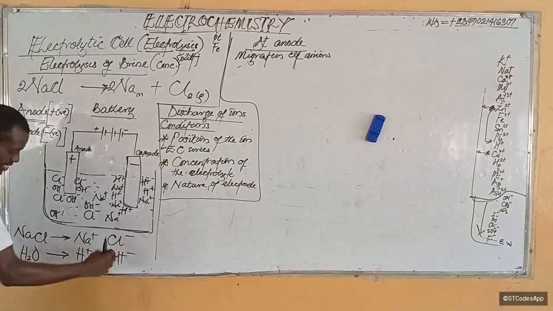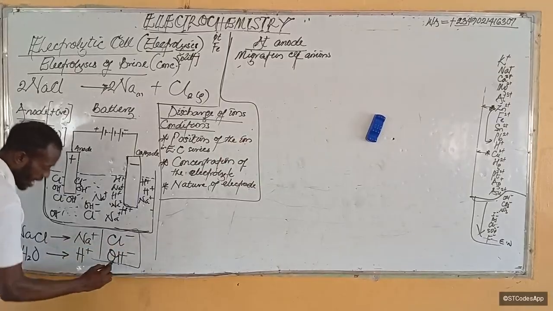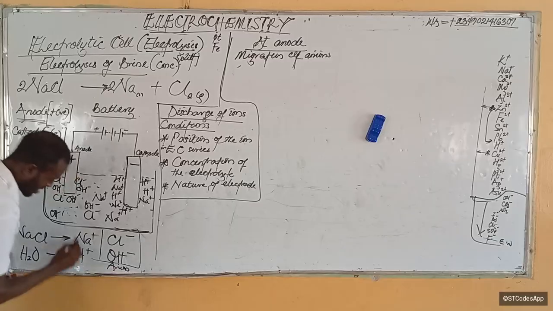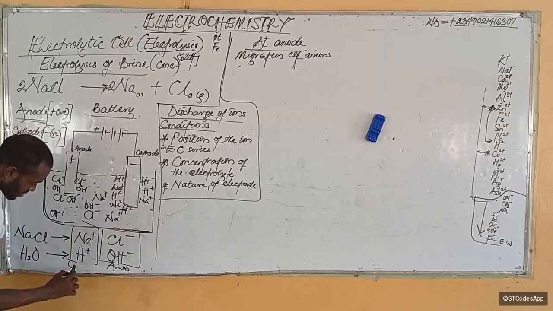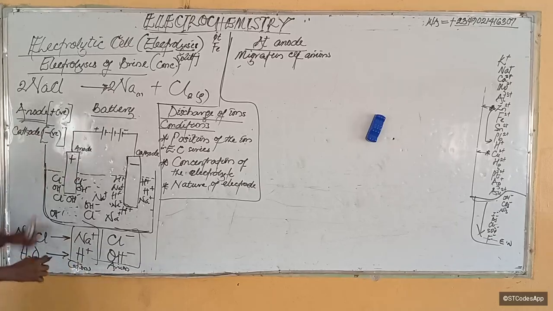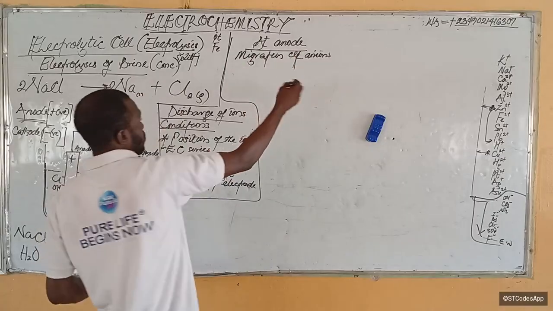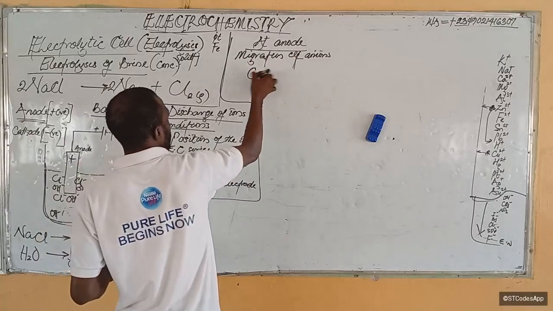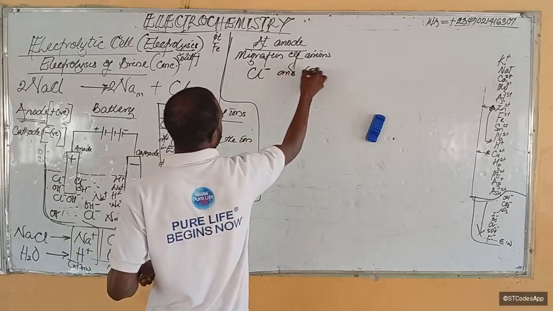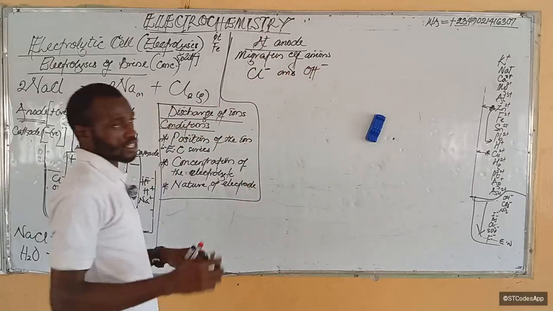After ionization, these are the anions and these are the cations. So there is migration of the anions to the anode. Who are the anions? The Cl minus and OH minus. Both of them have migrated to the anode.